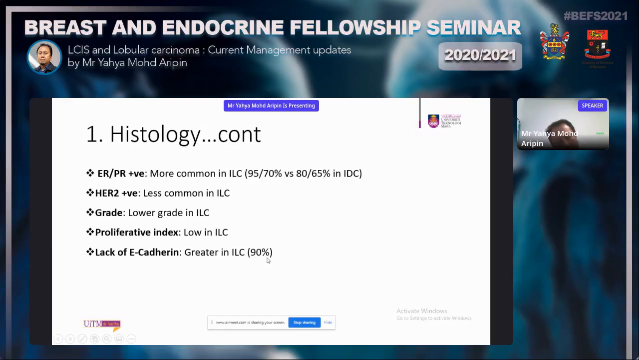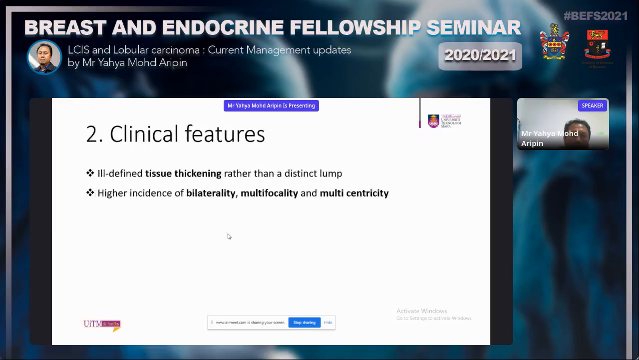When the pathologists couldn't differentiate whether it is IDC or ILC, they can do this staining, where the majority of ILC do not have the E-cadherin protein. And they do not present with a distinct lump; you probably couldn't feel anything, just tissue thickening.